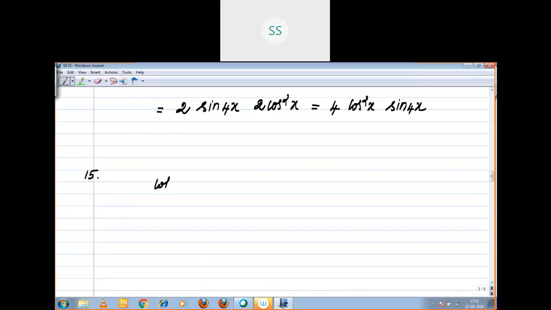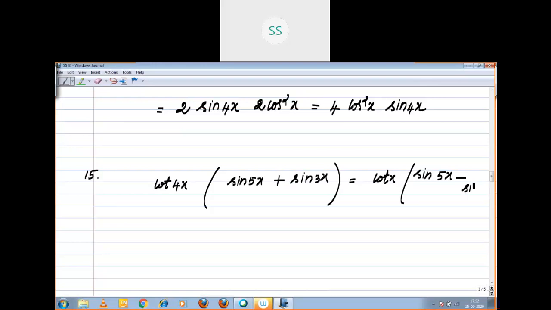Now question number 15. Let me know how to solve this, right? Two people are going to participate. Question number 15. cot 4x into (sin 5x plus sin 3x) equal to cot x (sin 5x minus sin 3x). Here you want to do LHS separate and RHS separate, right? It is entirely different. cot 4x into, first you have to take LHS. What result you arrive, the same thing you want to get in the RHS also, right?